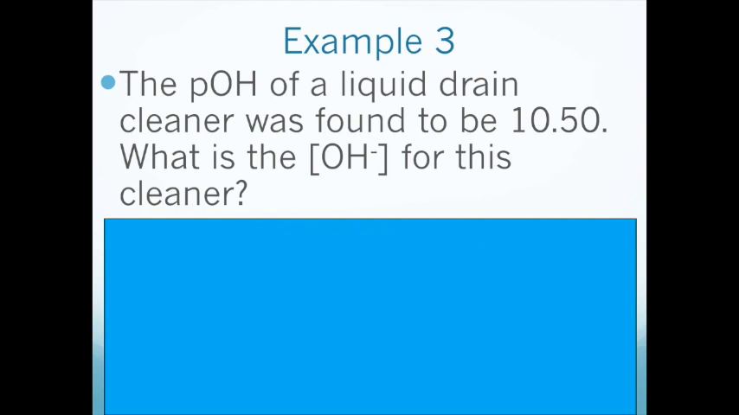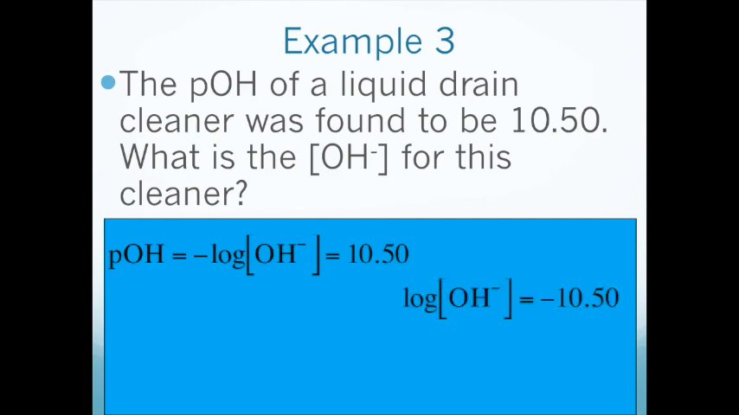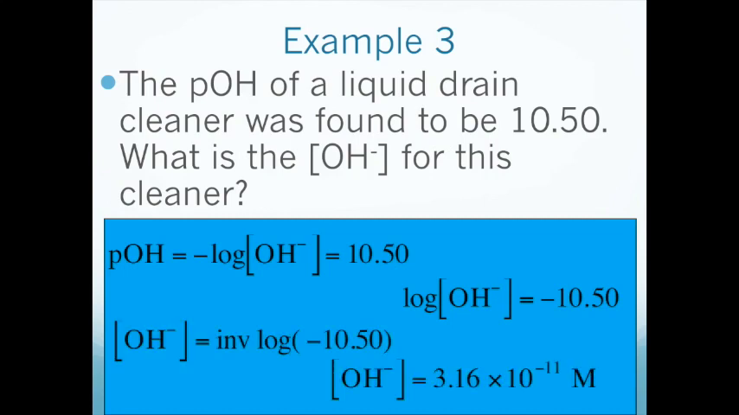Another example: the pOH of a liquid drain cleaner was found to be 10.5. What is the OH minus concentration for this cleaner? We know from before that our pOH is equal to the negative log of our hydroxide ion concentration, and this is equal to 10.5. So we solve this problem by taking the negative sign to the other side and taking the inverse logarithm, which is equal to taking 10 to that power, and so we get an OH minus concentration of 3.16 times 10 to the minus 11 molar. So this is an acidic drain cleaner.